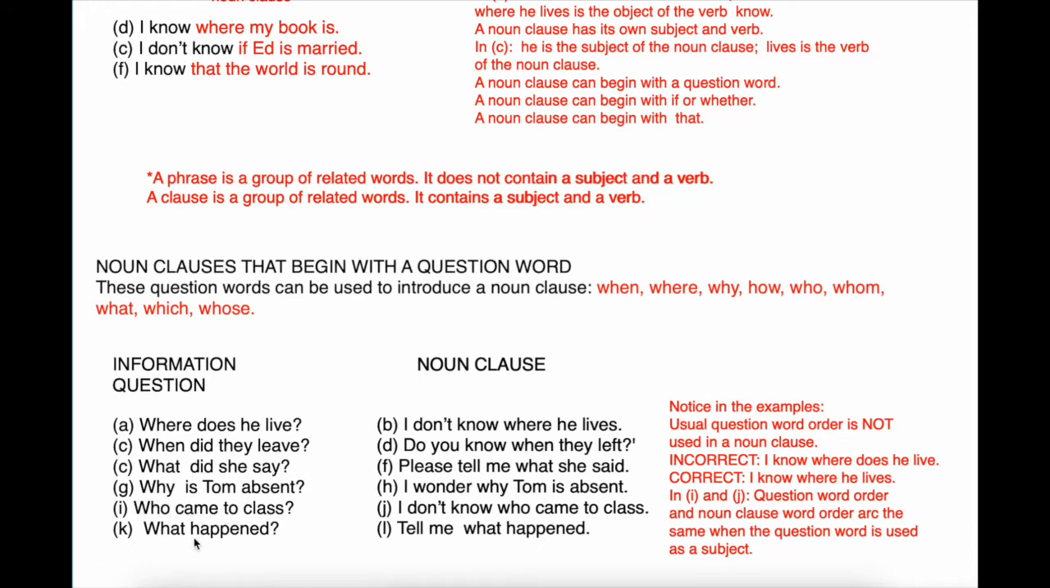In here also, what happened? Tell me what happened. Çünkü burada yine bir something, herhangi bir şey yok. What zaten bunun subject'si aynı zamanda. O yüzden bunu isim cümlesinde kullanırken hiçbir değişiklik yapmadan tell me what happened diye kullanıyorum. Bu ikisine dikkat edin.